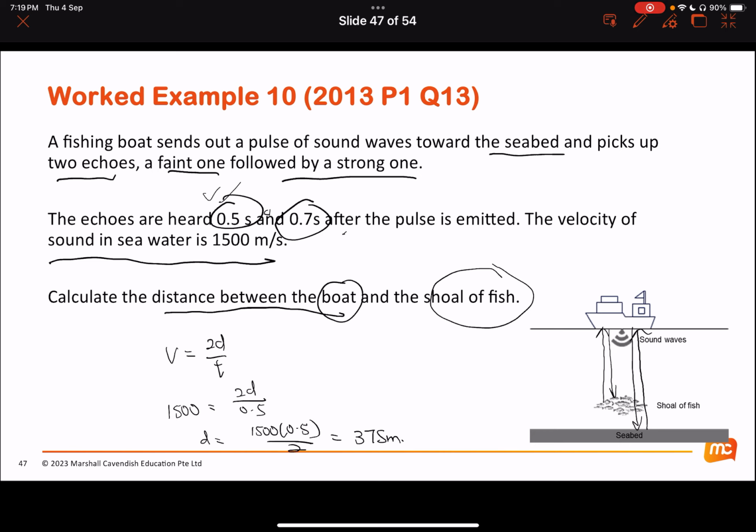Now, can I give you a challenge? You could try to calculate the distance between the shoal of fish and the seabed with this information. You can do it manually: calculate both the distances, then take the difference. Or try and find if there is any other way, maybe a one-step or two-step method, to find the answer.